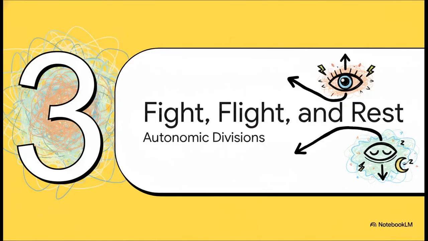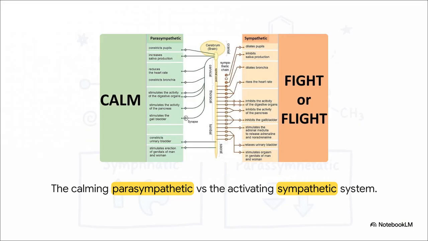Let's keep moving down the structural tree to Section 3, fight, flight, and rest. This is such a brilliant illustration of the ultimate dichotomy within your body's autopilot. You see, the autonomic system is fundamentally split into two opposing forces. On one side, we have the sympathetic division. This is your classic fight or flight response.